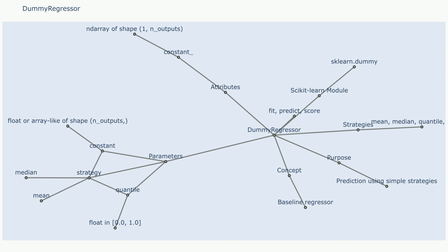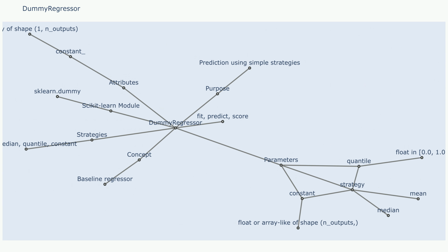Conclusion. The dummy regressor is a valuable tool for establishing a baseline, evaluating model complexity, and understanding the bias-variance trade-off. While not a predictive model in itself, its simplicity allows you to gain valuable insights into the characteristics of your data and the performance of your chosen model.